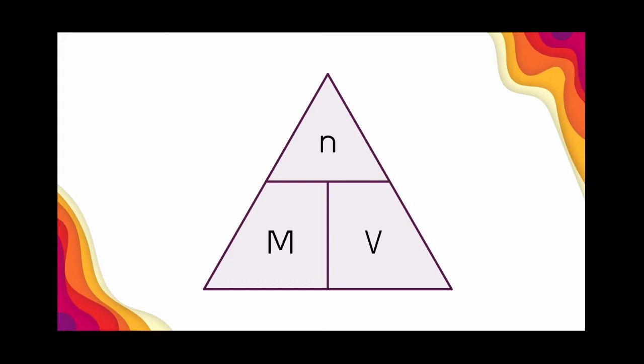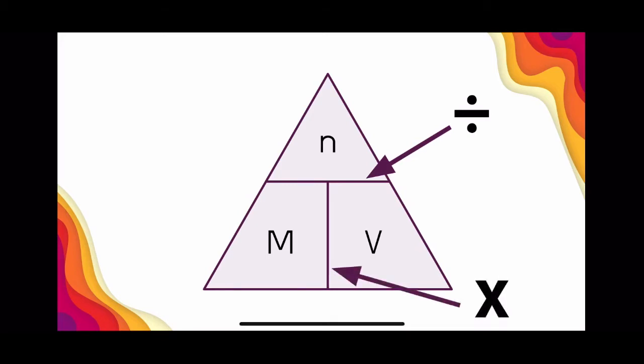So remember that the capital M stands for molarity, n is for moles of solute, and V is for liters of solution. Now this horizontal line that separates the n from the M and the V is going to represent division, okay? And the vertical line that separates the M and the V is going to represent multiplication, okay?